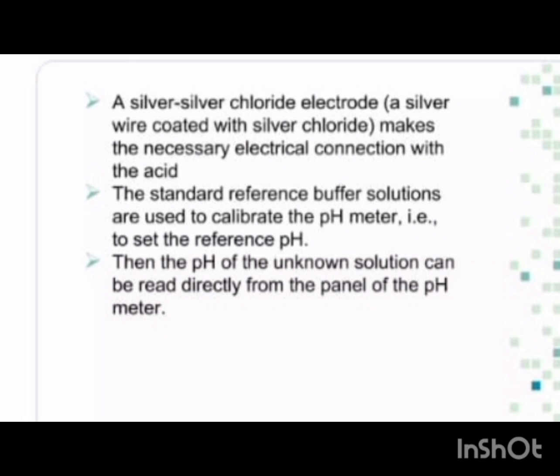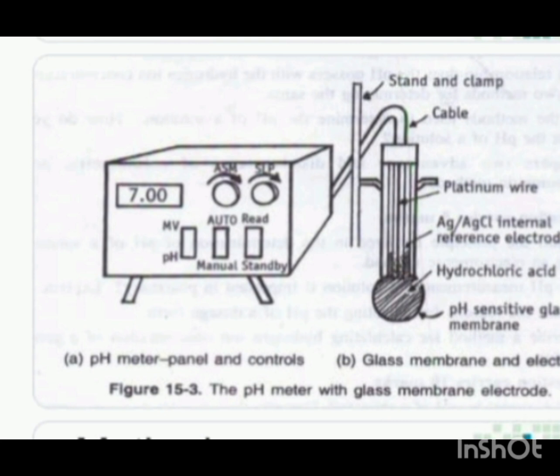And here is some construction of the pH meter: the pH meter panel and controls, and the glass membrane electrode. This is a pH meter with a glass membrane electrode diagram. This is the pH meter panel and controls. And here, the stand and the clamp. This is the cable between the pH meter and the glass membrane electrode.